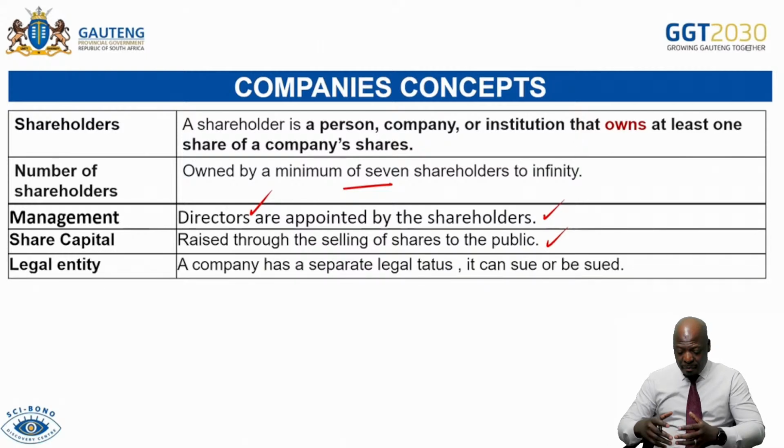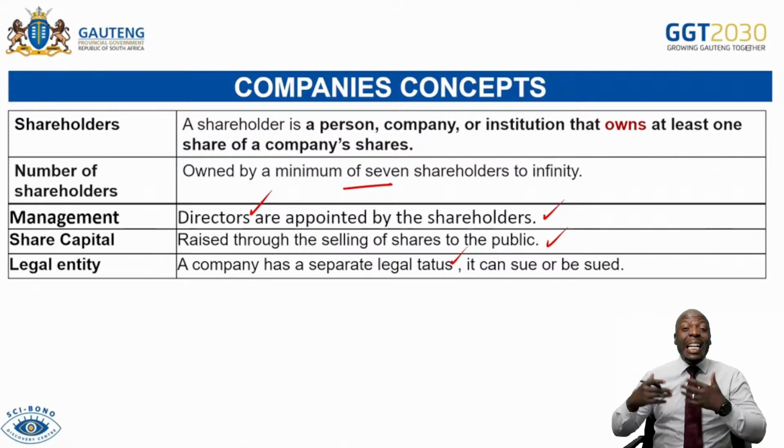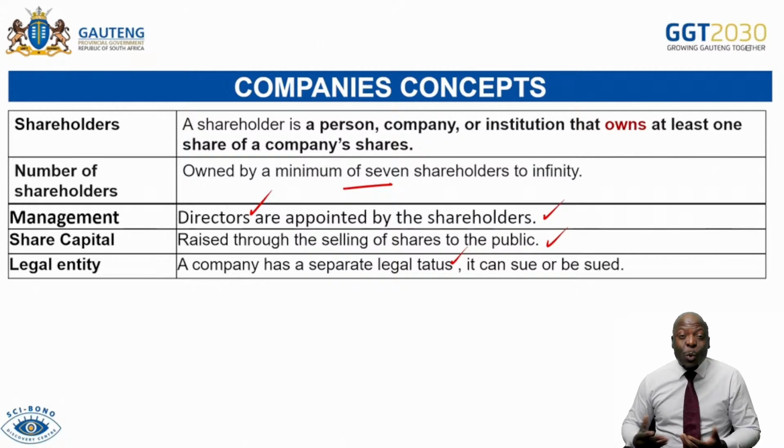You remember what I said, that this company is owned by so many shareholders, and you realize that in the sole proprietor, the person and the business are one and the same thing, which is different now when we come to companies, because in companies, the company is a separate legal person. It is a separate legal entity. In other words, the company has a legal status. It can sue or be sued. That is the difference now with the sole proprietor. So in terms of legal entity, we're talking about the legal status of the company. And the company is a legal person, or it is a legal persona. That means it can sue as well as be sued.